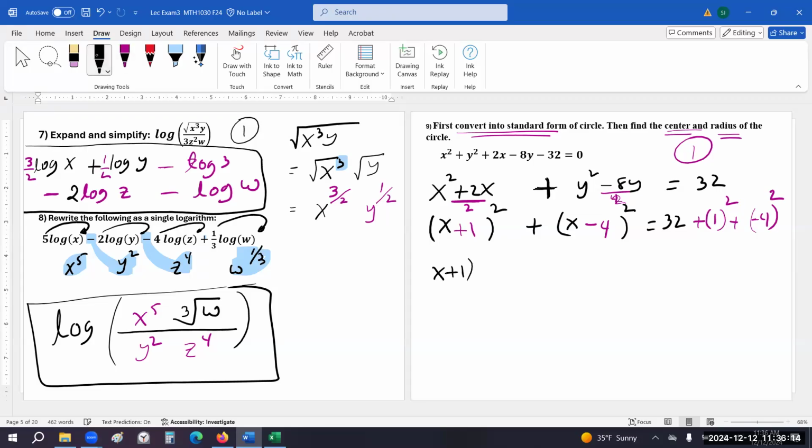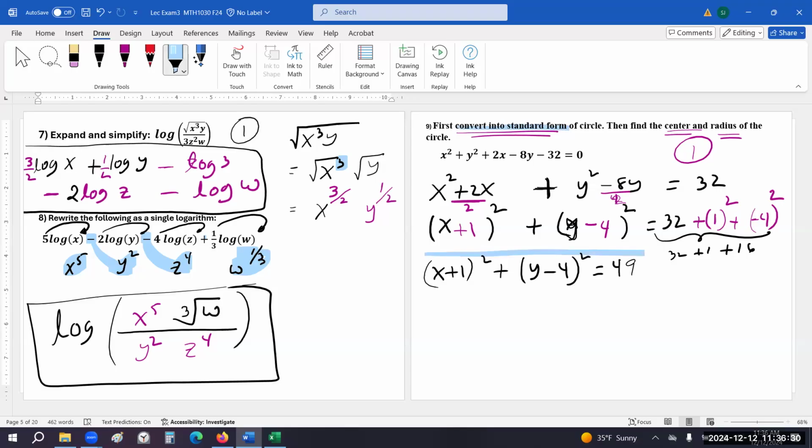So we have x plus 1 squared. And this is y: y minus 4 squared. And when we combine, we have 32 plus 1 plus 16. We get 49. So this is standard form. So first you put it in the standard form. It's not finished. Standard form of a circle. So this is the standard form of a circle.